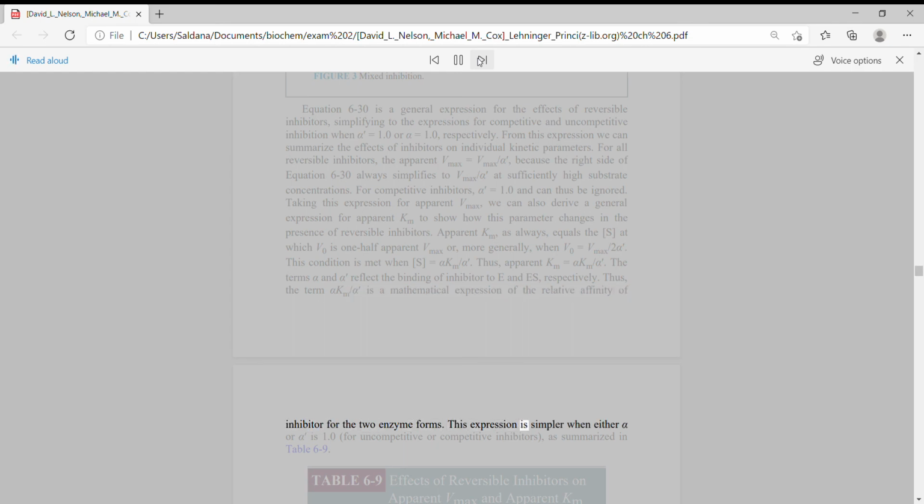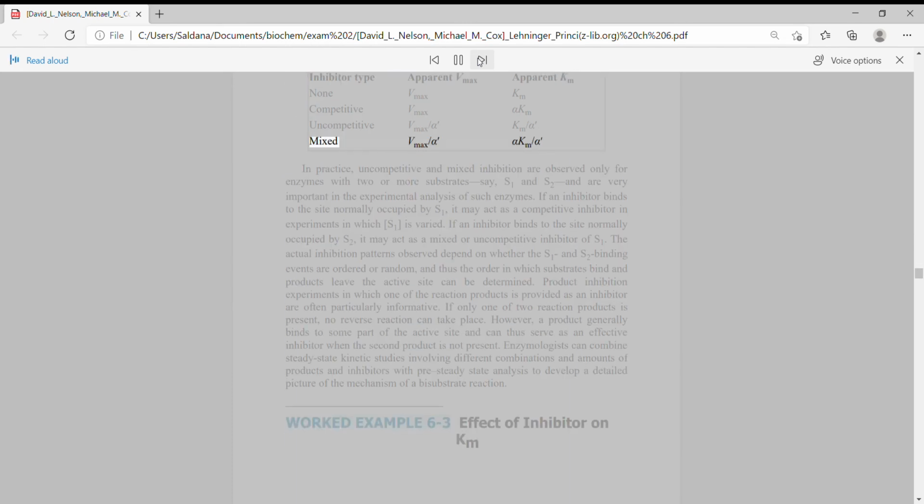This expression is simpler when either α or α' is 1.0 for uncompetitive or competitive inhibitors, as summarized in Table 6-9. Table 6-9: Effects of reversible inhibitors on apparent Vmax and apparent Km. Inhibitor type: competitive, uncompetitive, mixed.